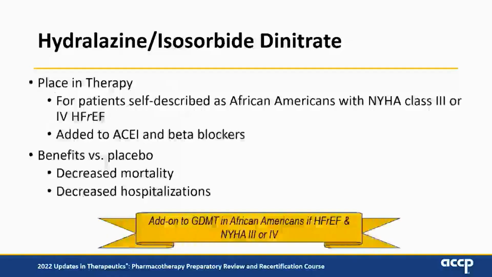The main place in therapy here is based on the A-HeFT trial, in which patients who self-described as African American and had a New York Heart Association class 3 through 4 HFrEF had a decrease in mortality and a decrease in hospitalizations when this drug was added to what was then the backbone of therapy, which was an ACE inhibitor and a beta blocker.